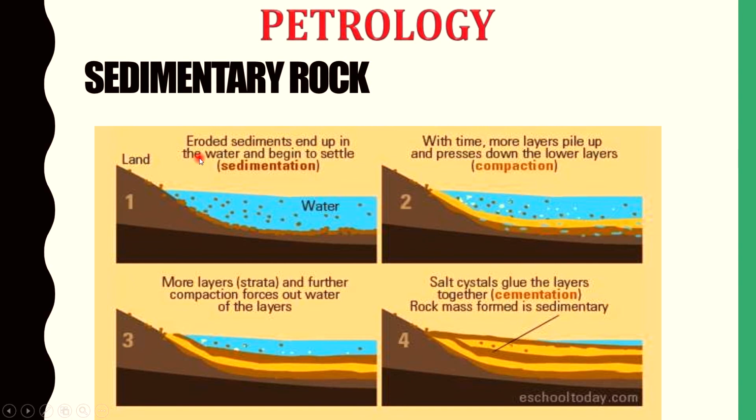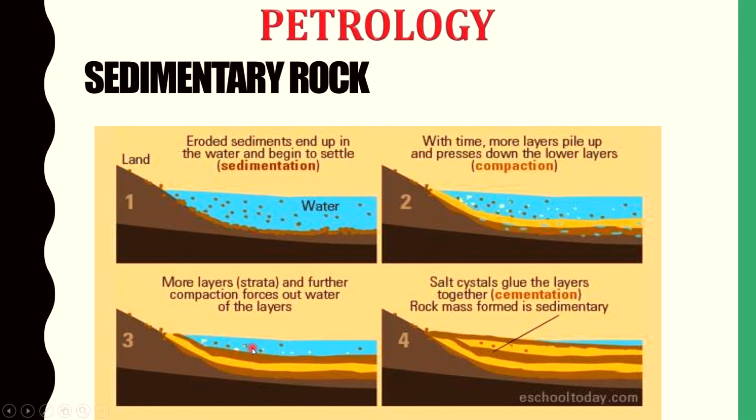So this is the procedure for formation of the sedimentary rocks. In the first step the soil or sediment is eroded into the water and begins to settle. Due to the rainwater this soil is eroded and settles down at the bottom of the water bodies. Repeatedly this procedure occurs and layers are formed at the bottom of the water bodies. So these are the layers.